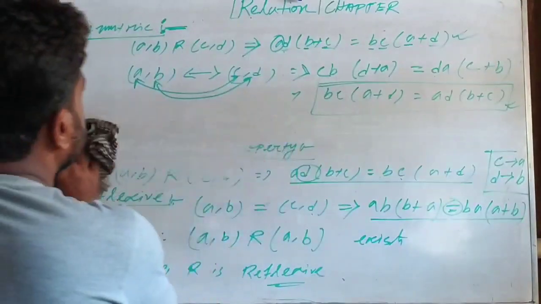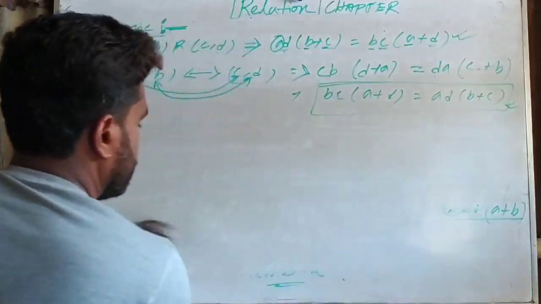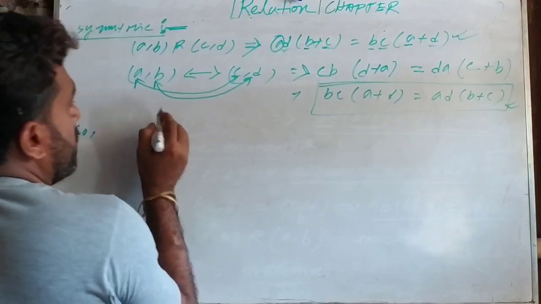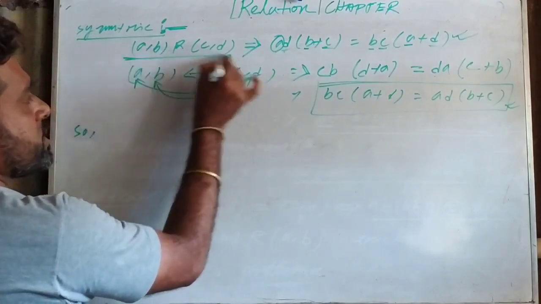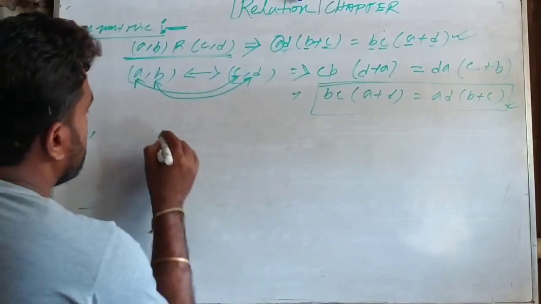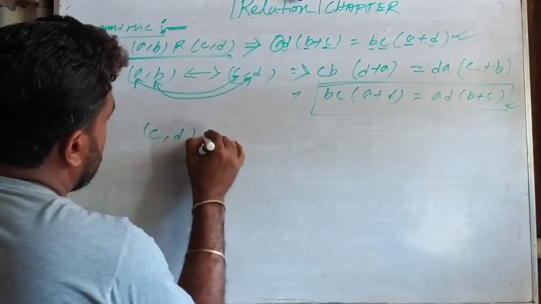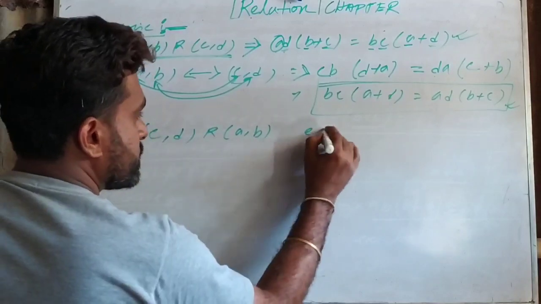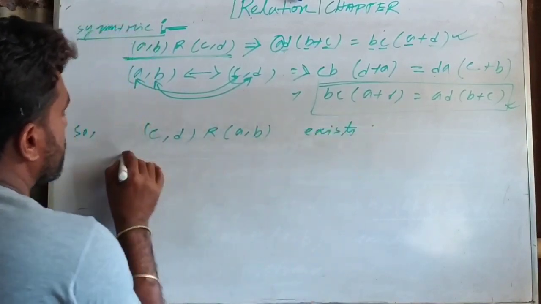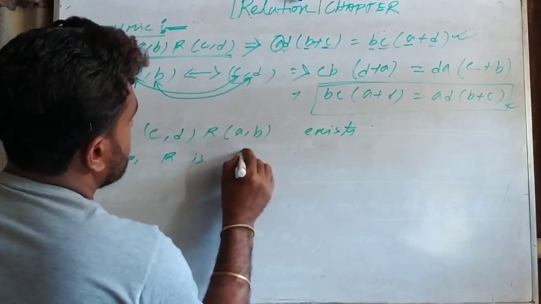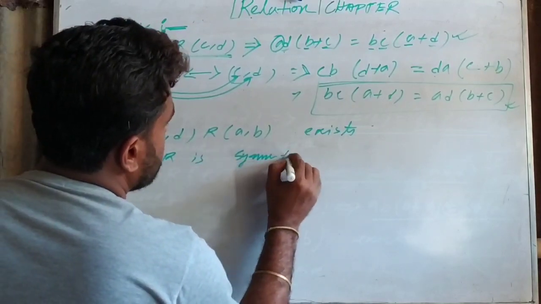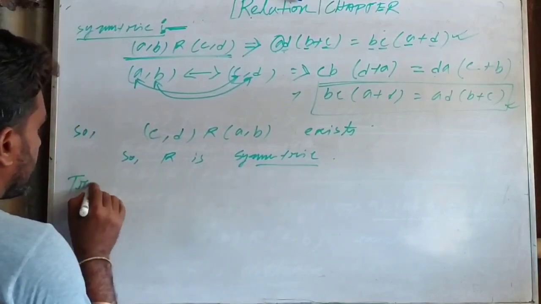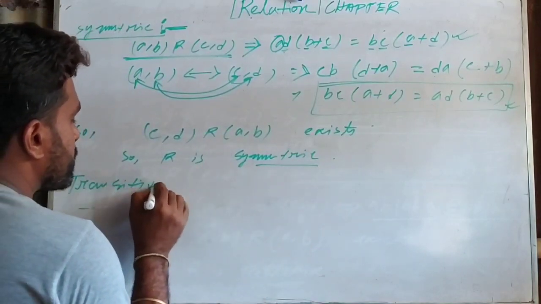So, just according to the question, this relation was given. Now you have interchanged, so CD R AB exists. So R is symmetric. Okay, symmetric हो गया. अब transitive में जाओ. Next part, transitive property.